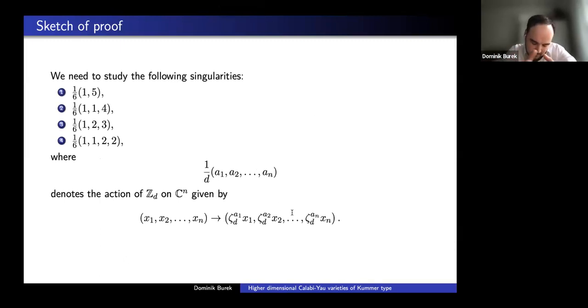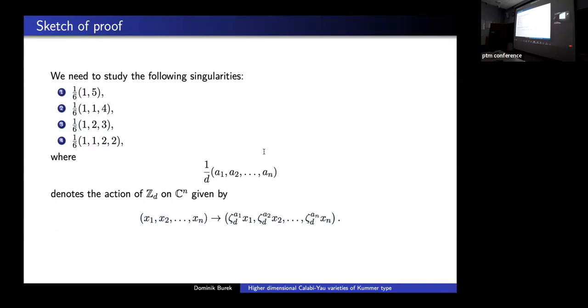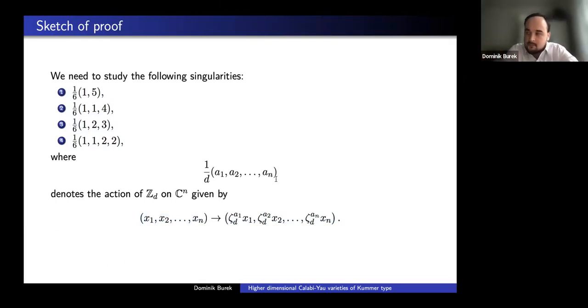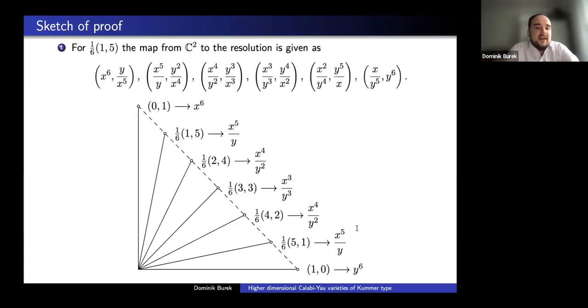If we go to the proof of the main statement in the d equals six case, then for me the most important are four types of quotient singularities. Here, 1/6(1,2,3) means basically that this is the singularity appearing when we consider the action of a cyclic group of order d on Cn, which is given by this written map. Because I will do some kind of induction, I also need to be sure that the action of my group from the previous step will lift to the next step to make this induction work.